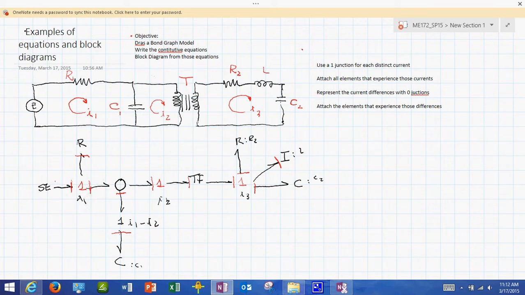We put the numbers onto the bond graph model. 3 and 4 and 5 and 6 and 7 and 8, and I'm not simplifying anything. We're just going to leave it like this, and we'll use it like this. Very good.